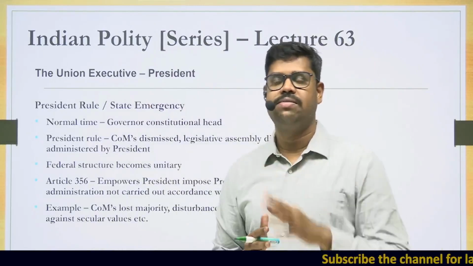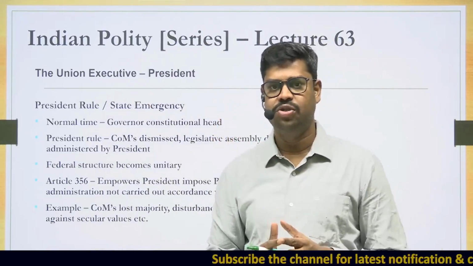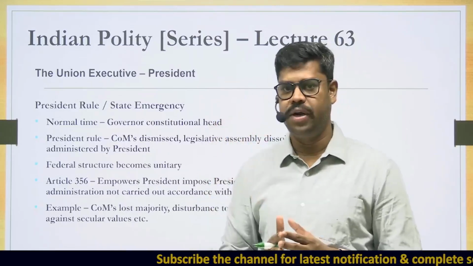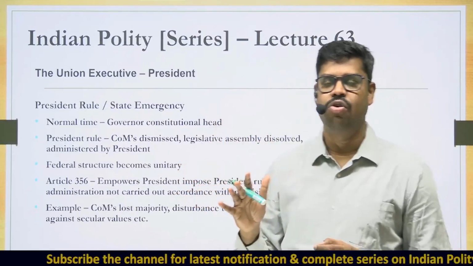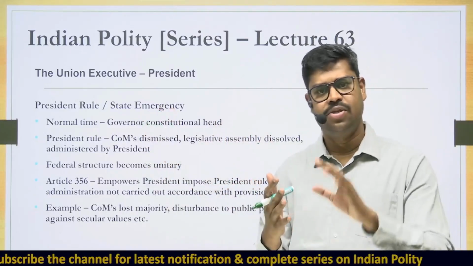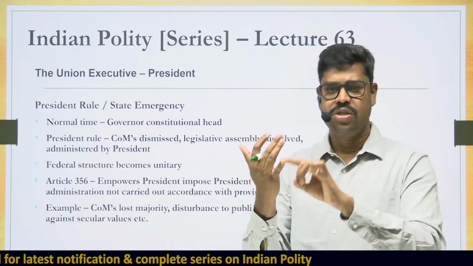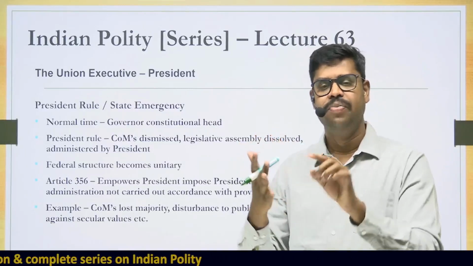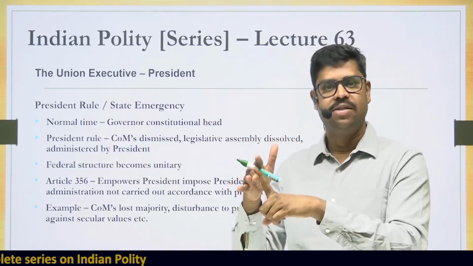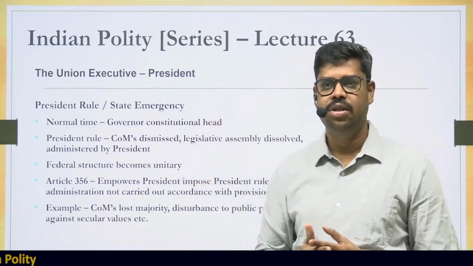Under what circumstances can he impose a president rule? The only condition that is given in the Constitution is what is called constitutional breakdown. However, what is constitutional breakdown is nowhere defined in the Constitution. So I have given a list of examples as to what can be considered a constitutional breakdown. When the state government loses majority, or in other words, there is a no confidence motion against the government, when the state government engages in anti-secular policies, or there is a large-scale law and order breakdown in that particular state.